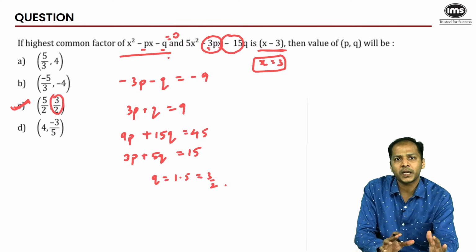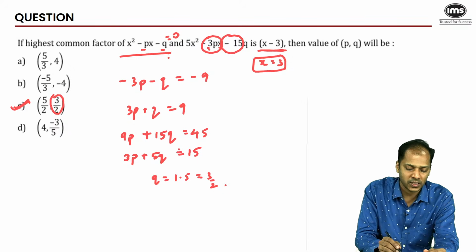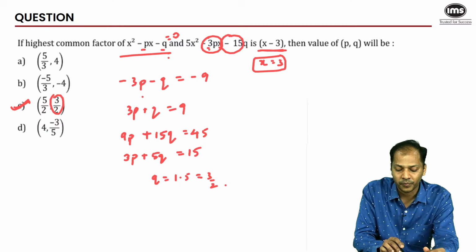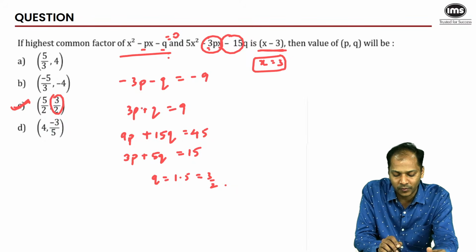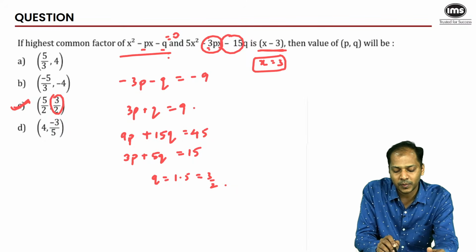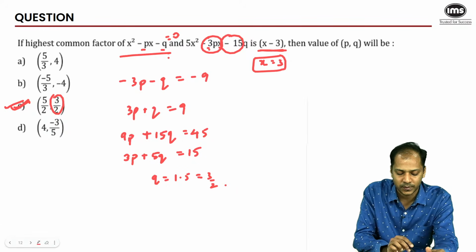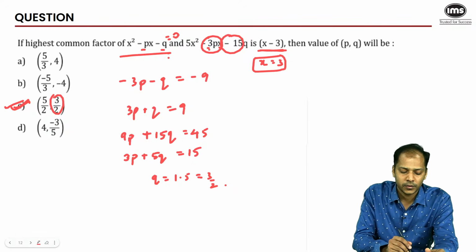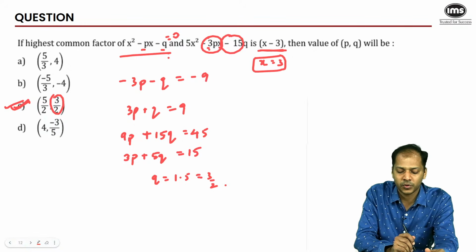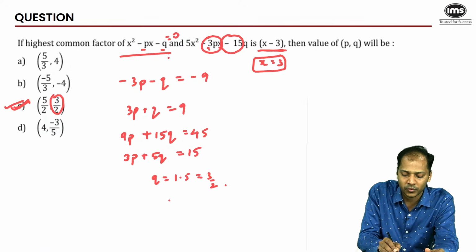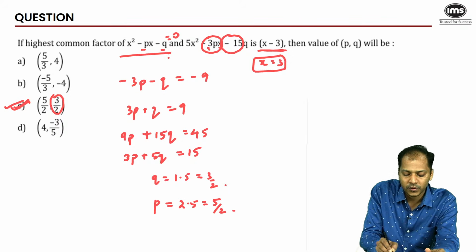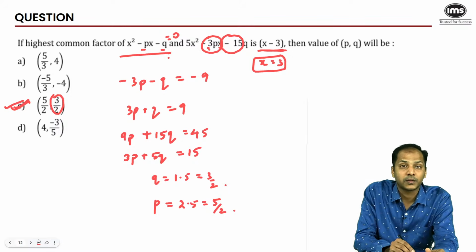We need to be confident. Just check, if I put q equal to 1.5, will I get p equal to 2.5? Very quickly, 1.5 goes on the other side, 3p is 7.5, p comes out to be 2.5. Yes, it's correct. The answer is option C. Alright, so yes, the correct answer to this question was option C. If I put q equal to 3 by 2, p actually comes out to be 2.5, which is 5 by 2. Okay, so let's go ahead to the next one.